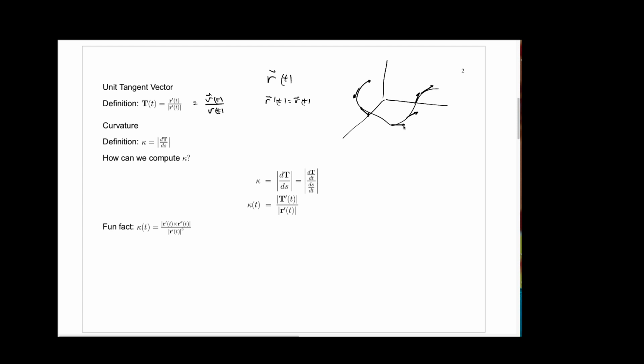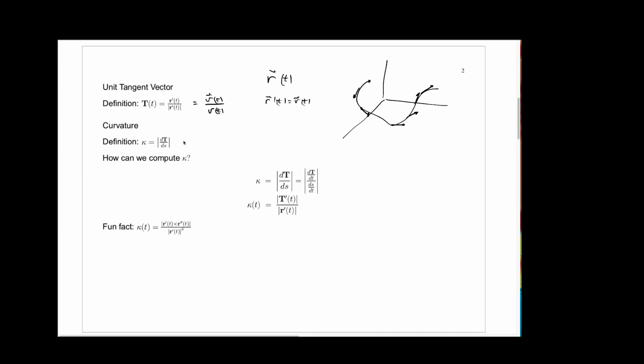And that's now something that's purely a geometric quantity associated with the curve. It doesn't matter how we reparameterize the curve, the unit tangent vectors will be the same. Now we want to talk about this notion of curvature, which essentially should measure how curvy a curve is.